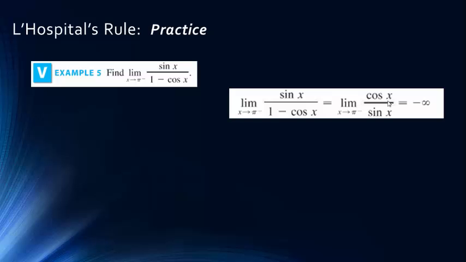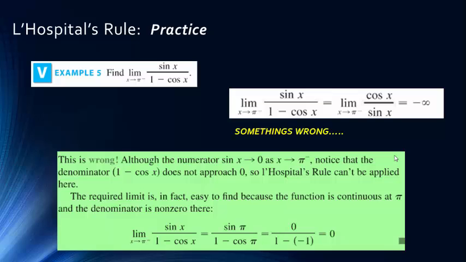As we get closer to pi from the negative direction, x is getting closer and closer to -1, and sine is getting closer and closer to 0. So we have 1 over a really small number, which is going to infinity, and the fact that it's negative. But wait, something's wrong.